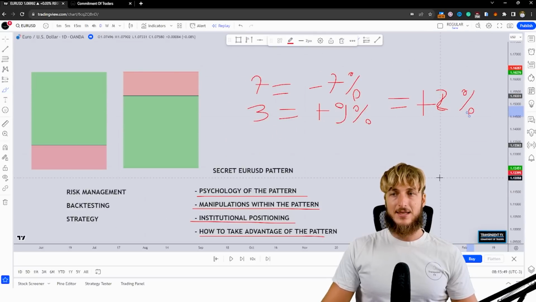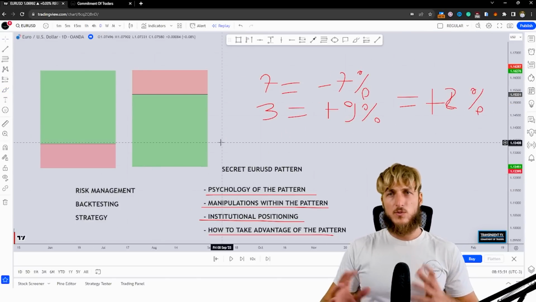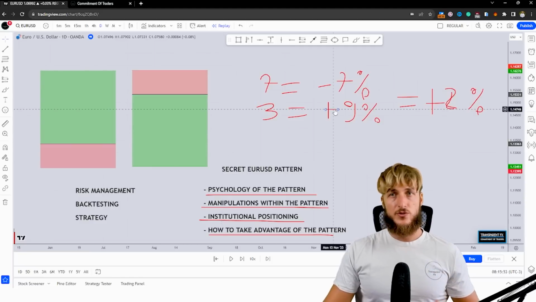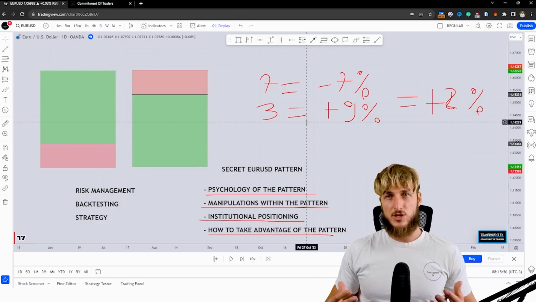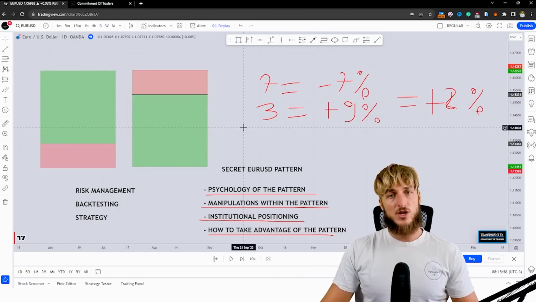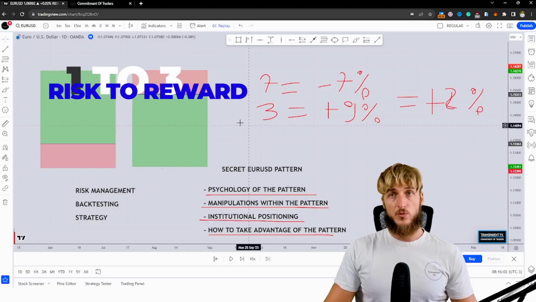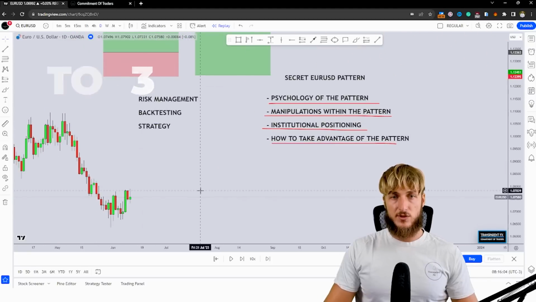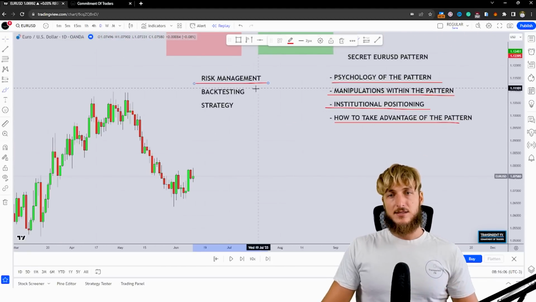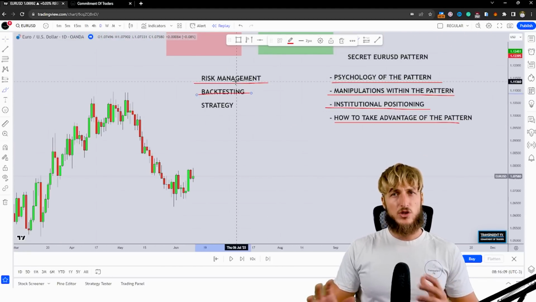So that is why, as I said, I don't want to go into detail about how much your risk per trade should be, because it pretty much depends on the strategy. I really would recommend to always have at least a 1 to 3 risk to reward for this very specific reason.